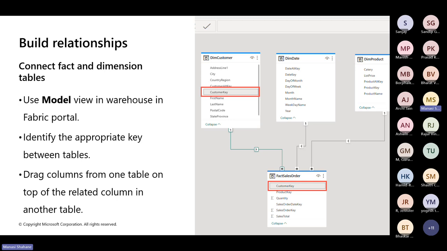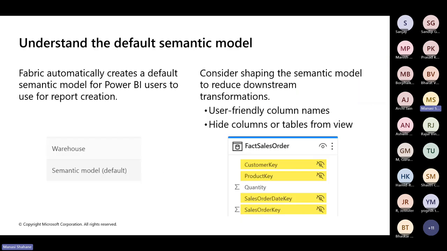Whether it's 1:1 or 1:many, you decide, and you can even decide the direction in which the cardinality is going. So you can definitely model your data, build relationships, create star schema, snowflake schema. Totally up to you. You can model it the way you want it. Then, like I said, there is a default semantic model that gets created. So using this model, you can definitely add measures. If you have knowledge about Power BI and how DAX works, you can certainly add measures into your semantic model.